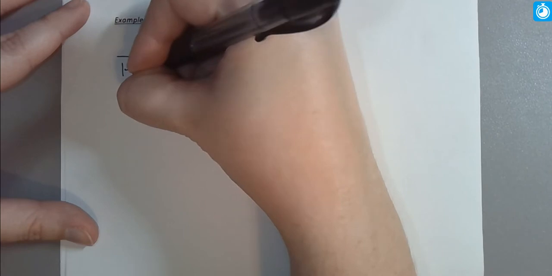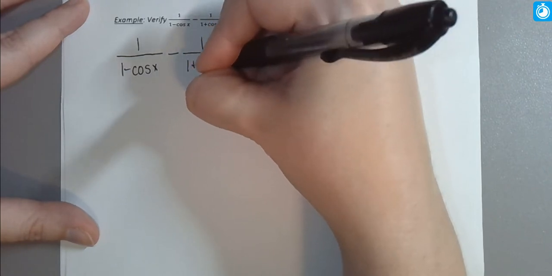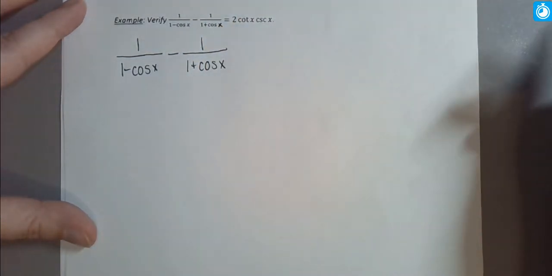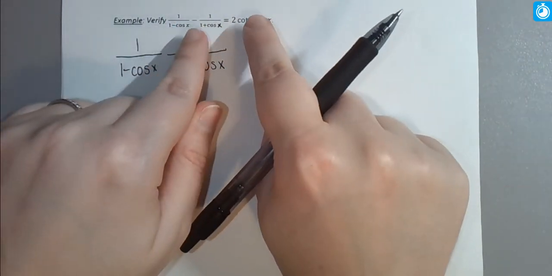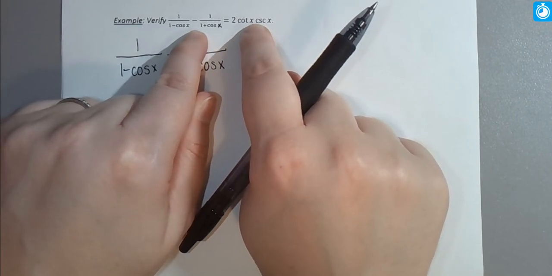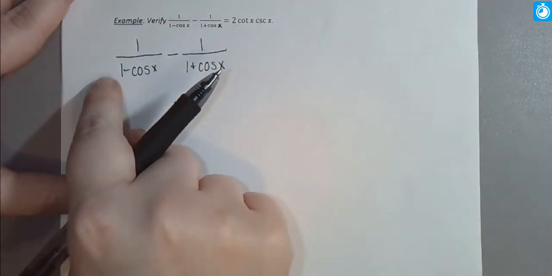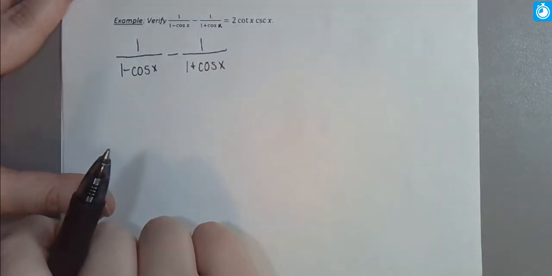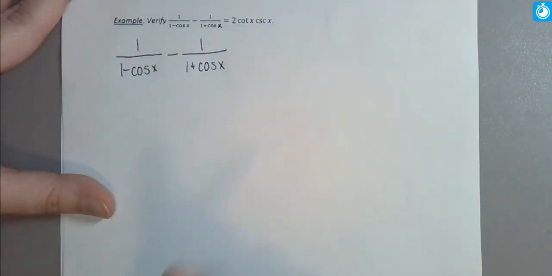So 1 over 1 minus cosine x minus 1 over 1 plus cosine x. And we're just going to work with this one side. Now again, we can't square both sides, we can't divide out the 2, we can't do anything like that because that requires assuming equality. Our goal is to prove equality, which means only working with one side at a time. All we can do is algebraic techniques that don't require doing something to one side and doing something to the other at the same time.